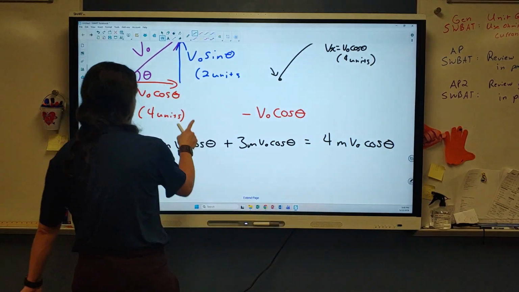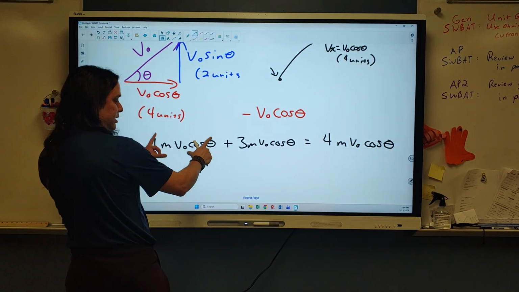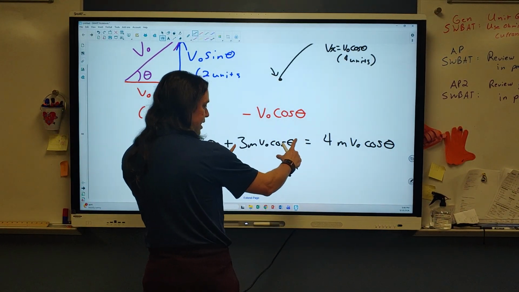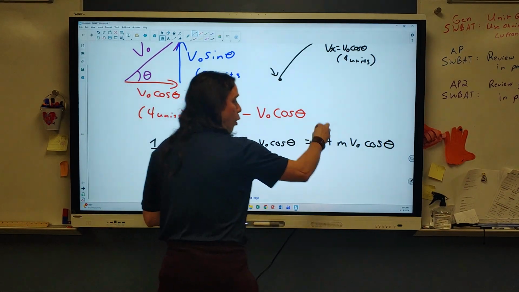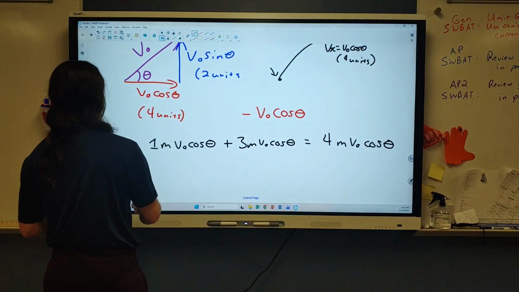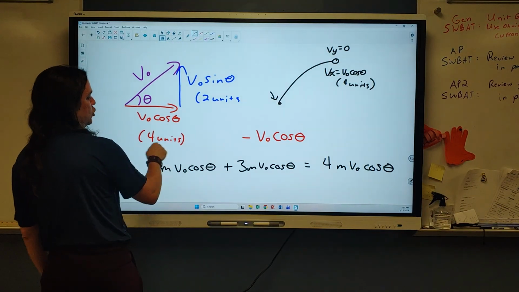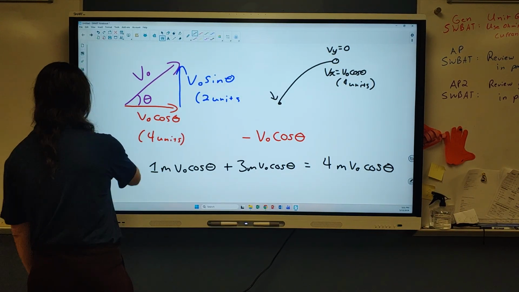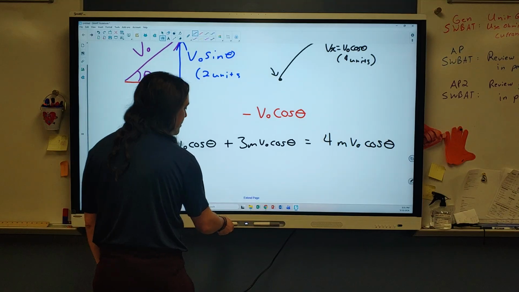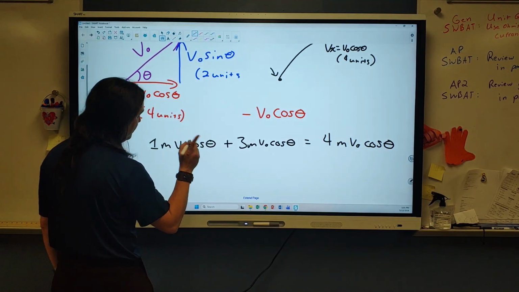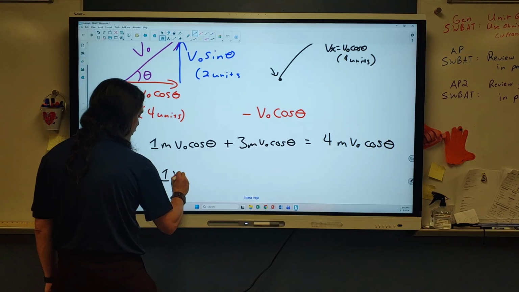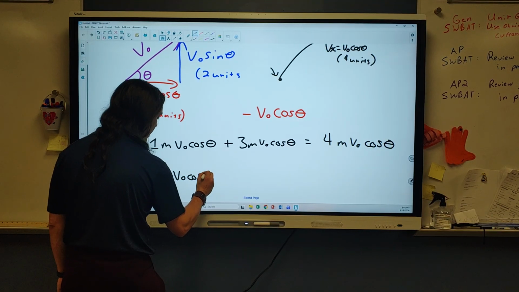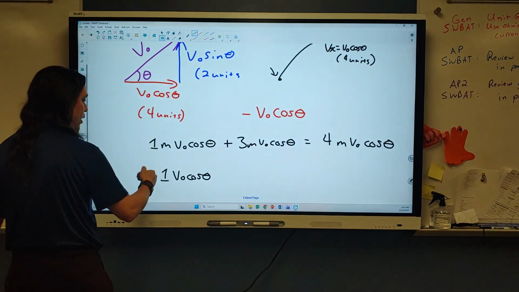In short, I've got 1 times the velocity for R and 3 times that same velocity for Q. So I end up with functionally 4 units representing my total momentum. That ties back into me saying that there were 4 units total. Well, this thing needs the exact same velocity, same speed, but opposite direction. So this needs to be -1 v naught cosine theta to end up back where it started.